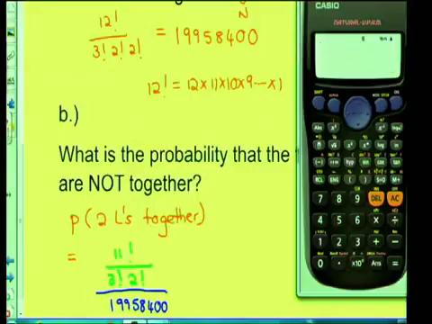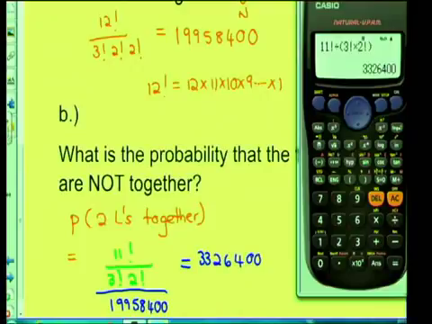So now I can clear the calculator, and I can do the other one. So I'm going to go 11, shift factorial, divided by, open the brackets, 3 factorial times 2 factorial, and close my brackets. If it'll let me. And I press the equal sign, and there's my answer. It's going to be 3326400 over the one I had earlier on, which is this delight.